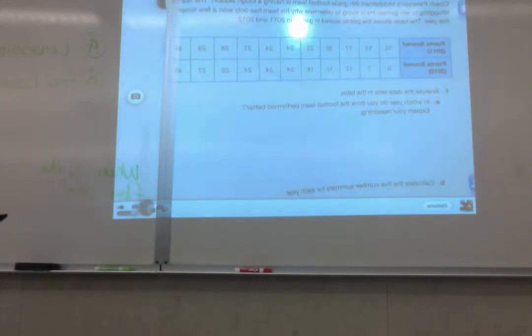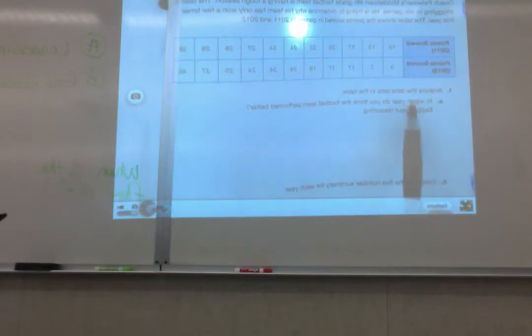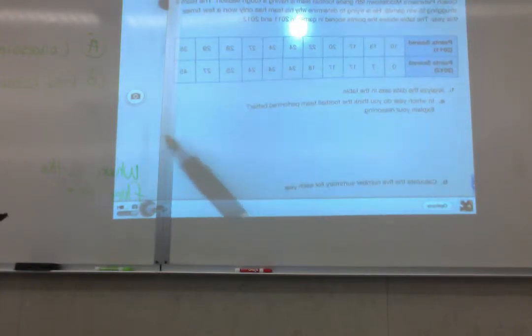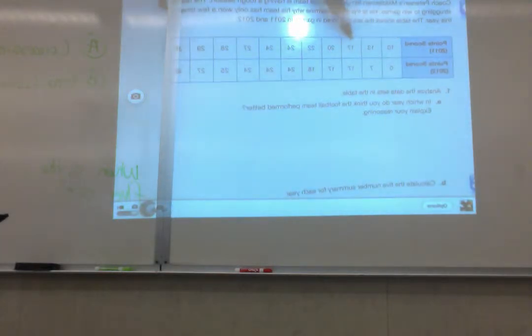Coach Peterson's Middletown 9th grade football team is having a tough season. The team is struggling to win games. He is trying to determine why his team has only won a few times this year. The table shows the points scored in games in 2011 and 2012. Analyze the data set. In which year do you think the football team performed better? If you look at the 2 years, where do you think they performed better?